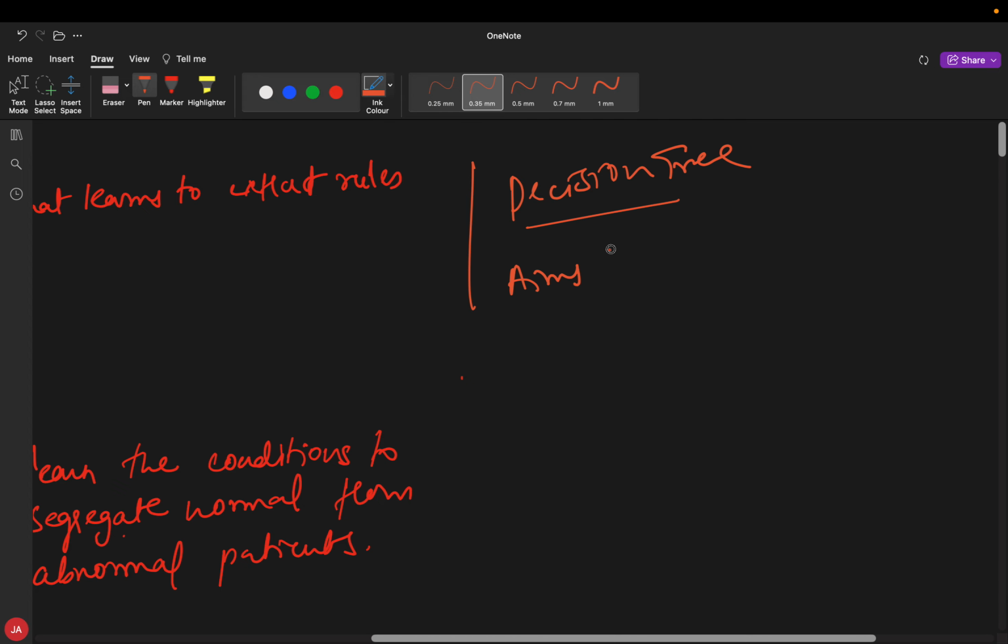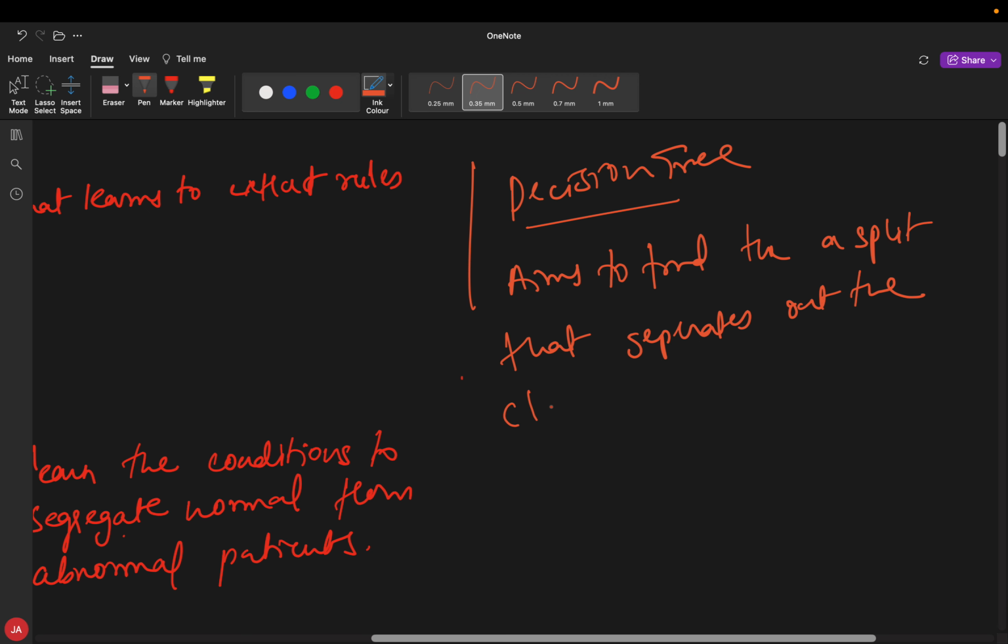A decision tree aims to find a split that separates out the classes homogeneously.